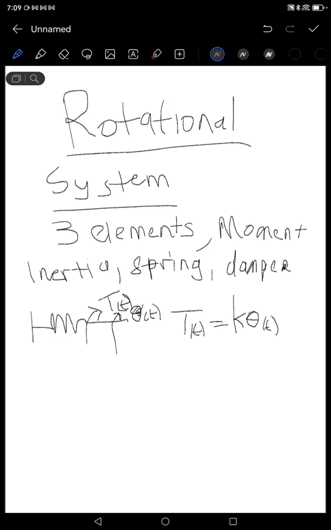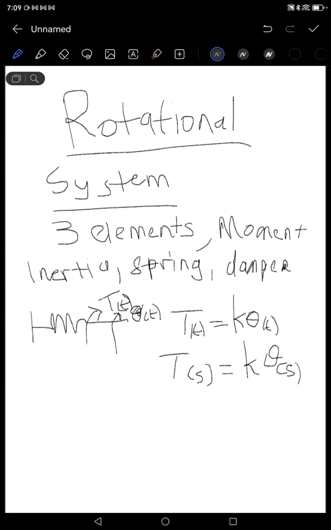And then now we're gonna introduce Laplace both sides. Remember this topic, that's where we use the Laplace transform. When we introduce Laplace, we're gonna have T of s equals K theta of s. Remember, the s stands for the Laplace operator. Okay, now when we have a spring, our equation is gonna look like this: K multiplied by theta of t, and then when we introduce Laplace, we're gonna have T of s equals K multiplied by theta of s.